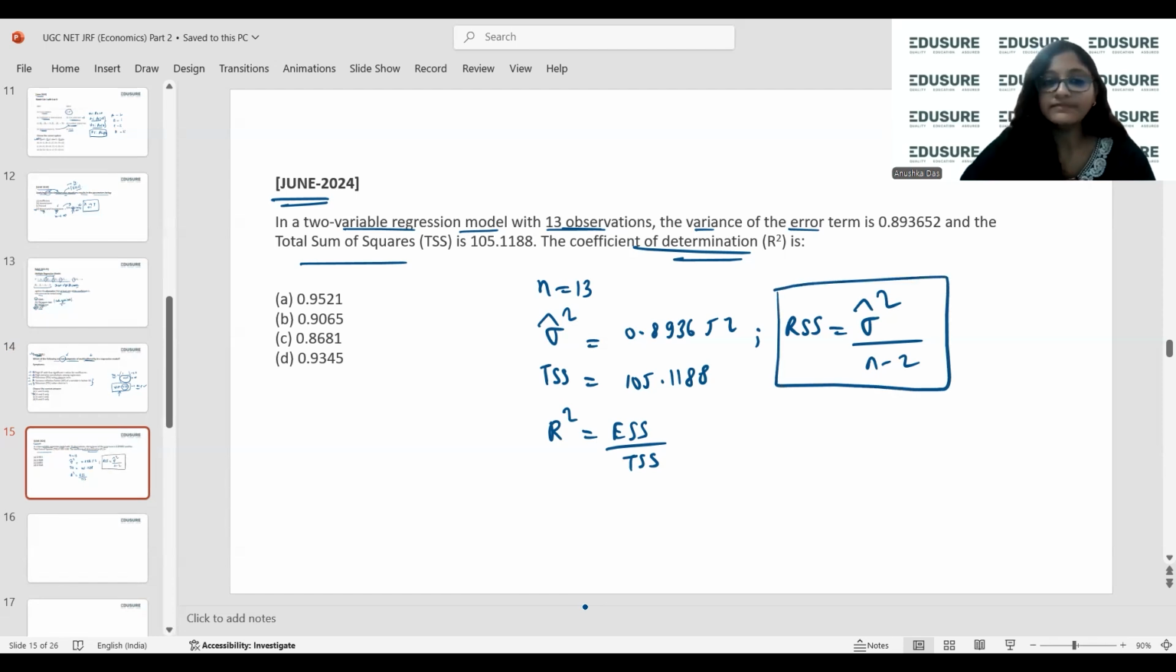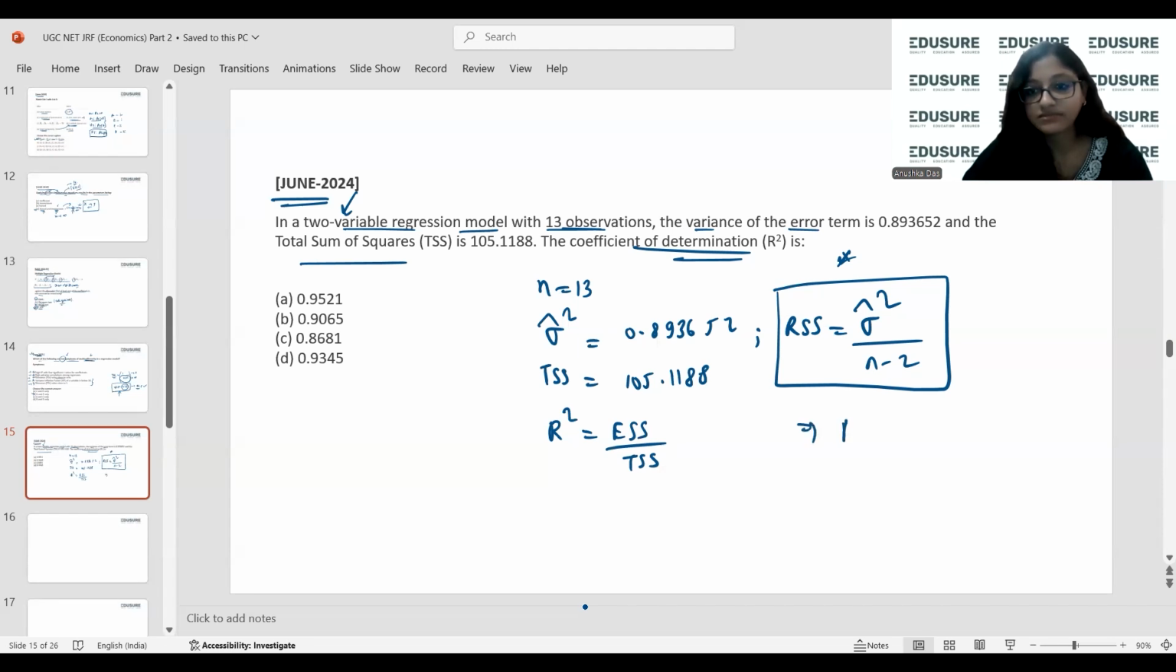If you know this thing, very important property. So why is this n minus 2? Because we are considering a two variable model. If this is three variable, then you will write n minus 3 here. If it is four variable model, you will write n minus 4 here. In general, if it is k variable model, you will write n minus k here. That is the formula. Now sigma cap square is given, n is given, so you can find out what will be the value of RSS.